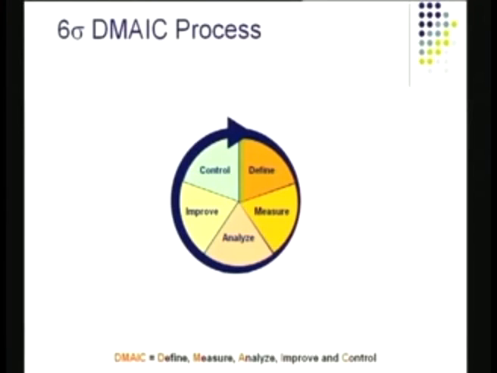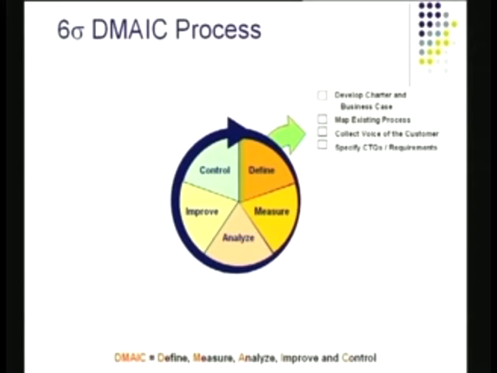Let's take a look at the Six Sigma DMAIC process itself. The very first step is define. You develop a charter. A charter is basically something like your mission, but it's more specific. It clarifies why you are doing it. You make a business case for that project. So every Six Sigma project must be made as a business case.